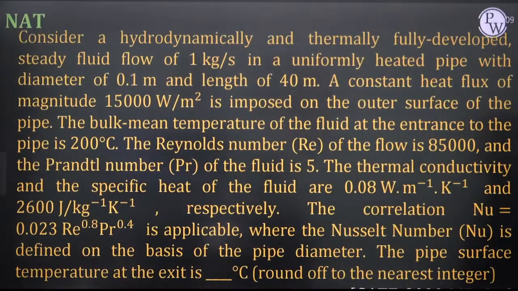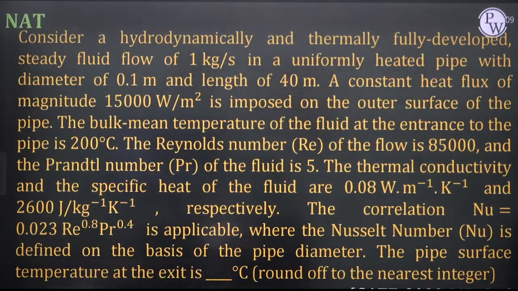So consider a hydrodynamically and thermally fully developed steady fluid flow of 1 kg per second in a uniformly heated pipe with a diameter of 0.1 meter and length of 40 meter. Constant heat flux condition is applied. So constant heat flux of 15,000 watt per meter square is imposed on the outer surface of the pipe. The bulk mean temperature of the fluid at the entrance to the pipe is 200 degrees Celsius.